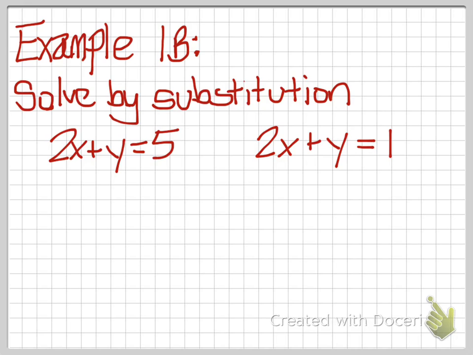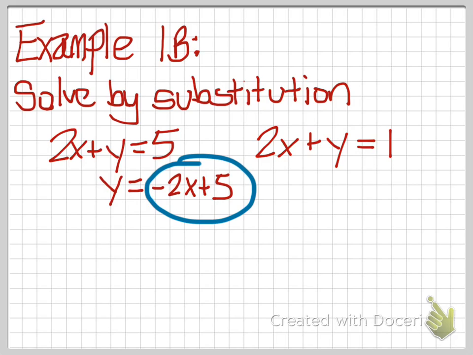Looking at this system, I see that I have 2x plus y equals 5 and 2x plus y equals 1. When you're solving by substitution, you need to get one of your variables by itself. It does not matter which one. So we subtract 2x from both sides of the equal sign.